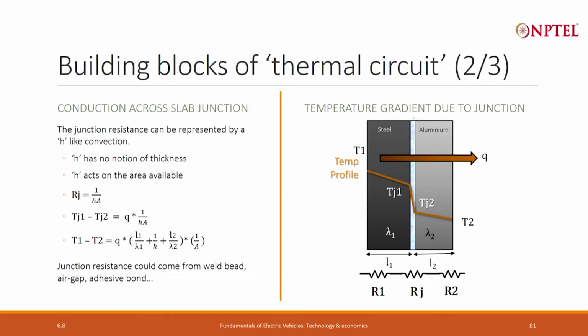So, as I said, this junction resistance can come from some adhesive bond, it can come from welding bead, it can come from air gap, all sorts of things. It is difficult to characterize it in a strictly geometric way.